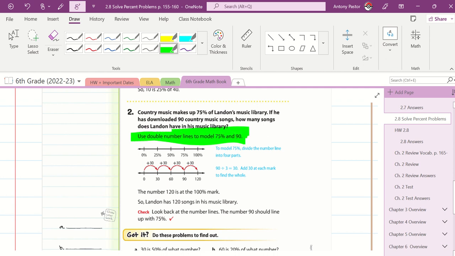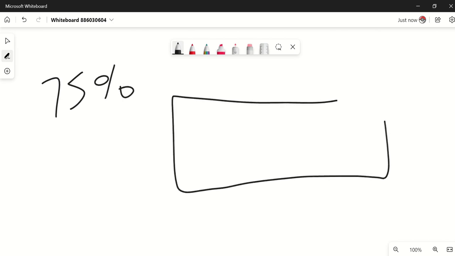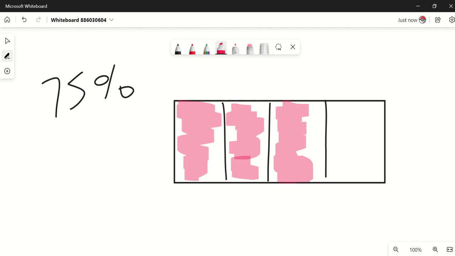Landon has 75% of his music library as country music. So let's start there. 75% of his library. Let's take his library. Here's his music library. 1, 2, 3. 75% is the same thing as saying 3/4. 3/4 of his music library is 90 songs, according to this question.